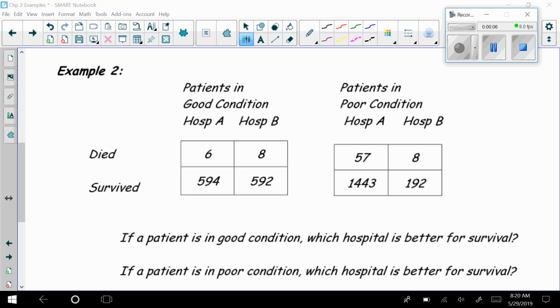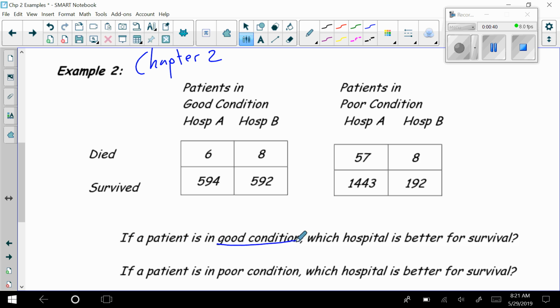This is still chapter 2. This is our second example from our sheet, and what we want to do is continue working with two-way tables. In fact, here we almost throw in a three-way table. People either died or survived from either hospital A or B, and then they started in good condition or poor condition, which is like our third variable.